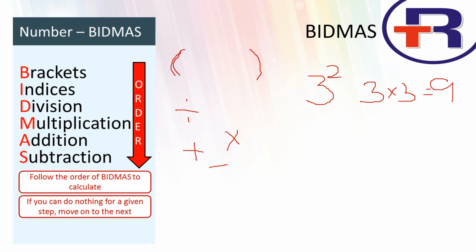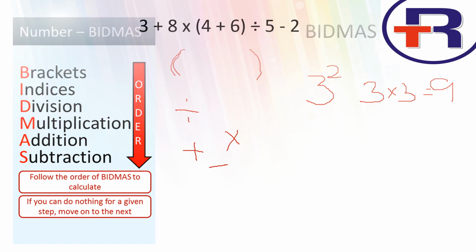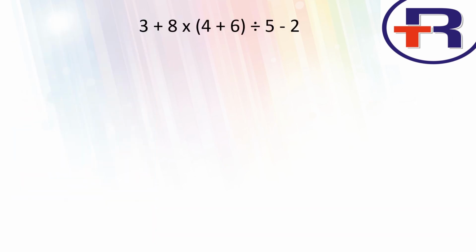You need to follow the BIDMAS rule to calculate formulas, which we're going to look at in a second. As you work through the BIDMAS rule, if you can't do something for one step, then you move on to the next. We'll look at a couple of examples. In this example here, we've got this particular sum, 3 plus 8 multiplied by 4 plus 6 in brackets divided by 5 minus 2. So we're going to approach this sum with the BIDMAS rule in mind.